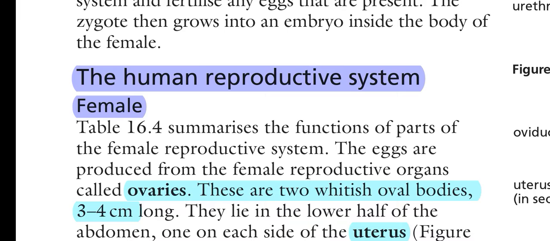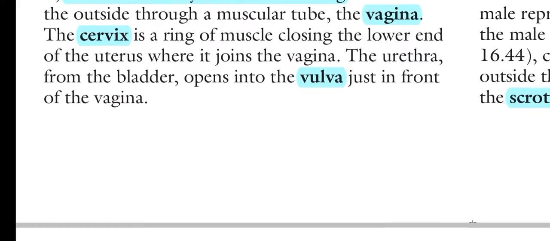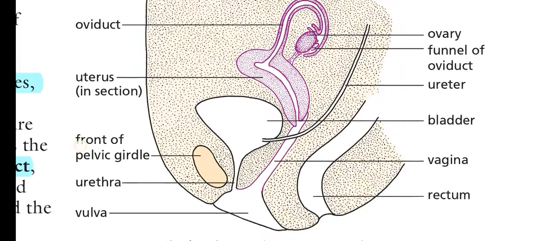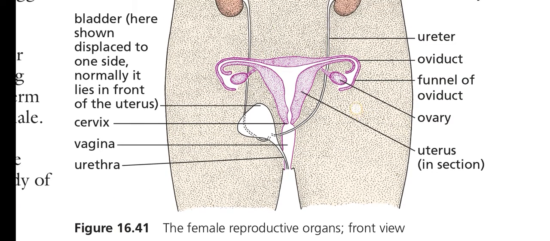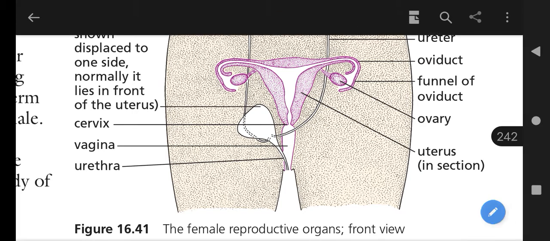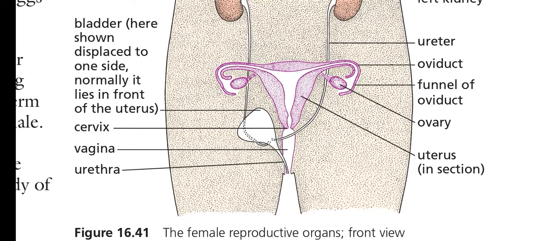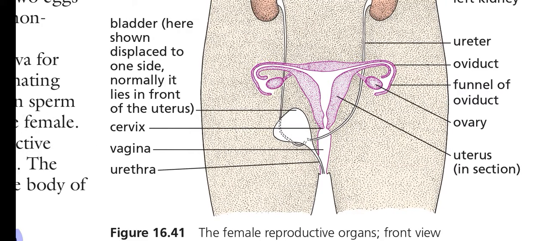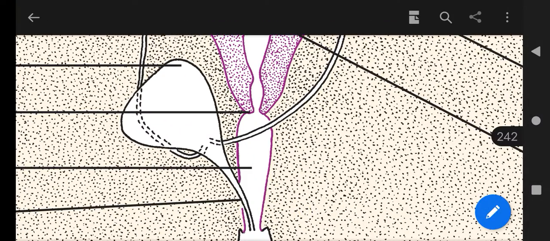Today we will discuss the human reproductive system, both female and male. First of all, we will discuss the organs present in the female reproductive system. These include the two ovaries, the two oviducts, and, let's see the diagram, two ovaries, one is that and one is that. Two oviducts, one is that, and one is the uterus.